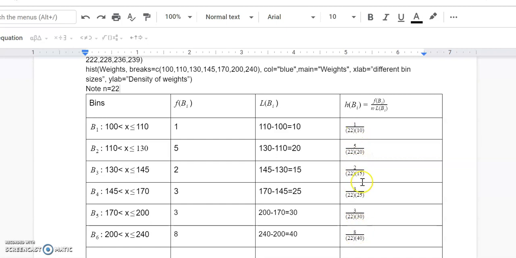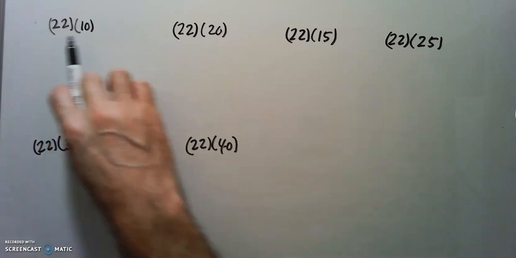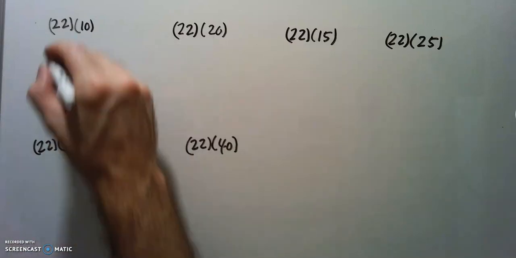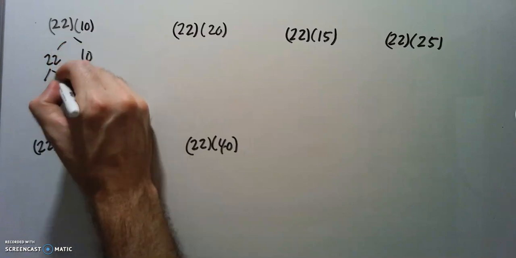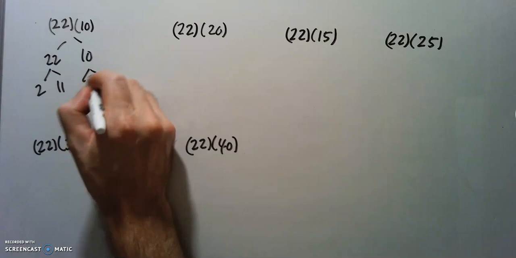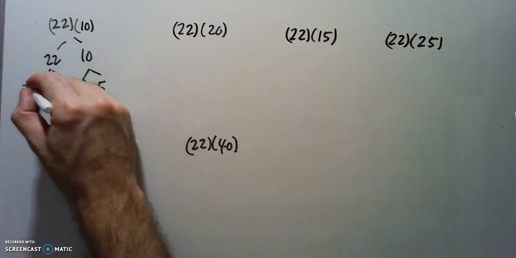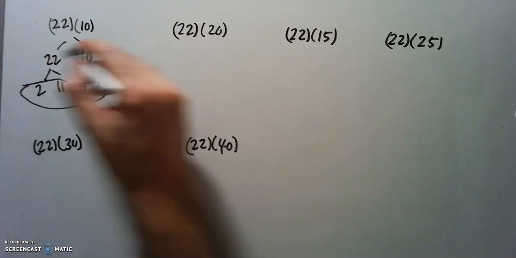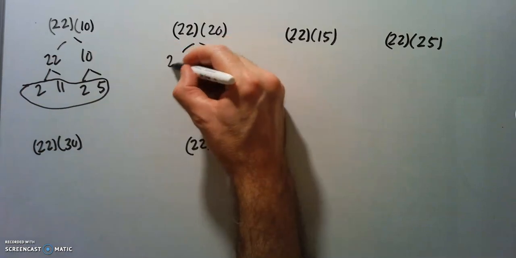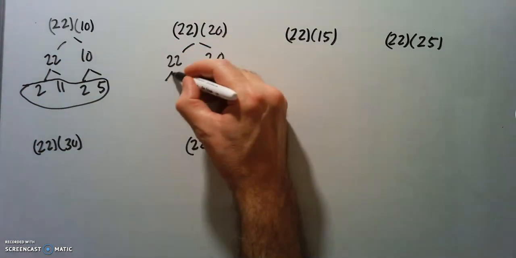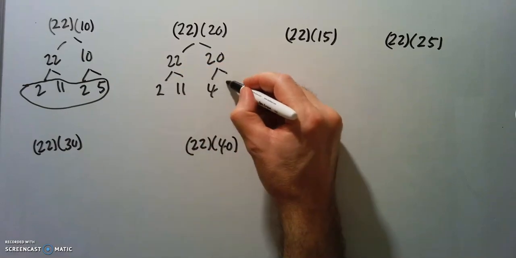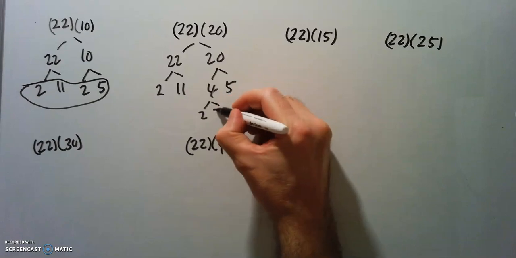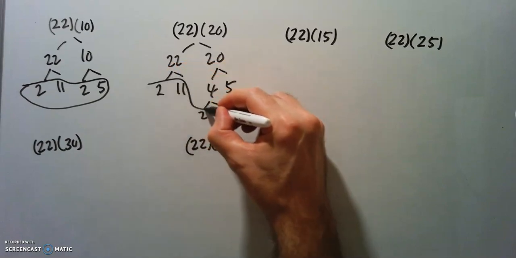So now let's find the LCM for these fractions. So let's do that. So here's all the denominators of the fractions. So let's do the prime factors of these guys. So it'll be 22, 10, this will be 2, 11, this will be 2 and 5, so it'll be 2, 11, 2, 5 for that one. This will break down as 22 and 20, so it'll be 2 and 11, this will be 4 and 5, this is 2 and 2, so it's 2 times 11 times 2 times 2 times 5.